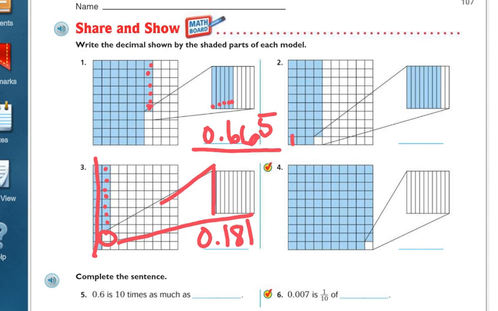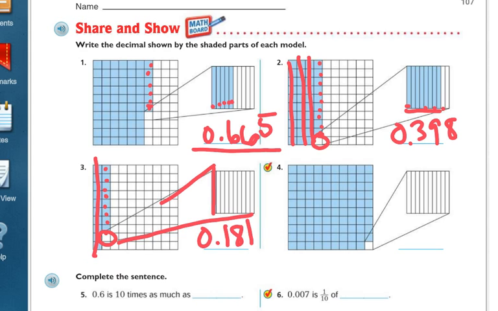So let's do this next one. I have 1, 2, 3, so it's going to be 3 tenths, so 0.3. And then I have 1, 2, 3, 4, 5, 6, 7, 8, 9 hundredths. And then I've got this one little square, okay, and it's all but 2 of those, so that's going to be 8, because if I were to count those, I'd have 8. So I have 398 thousandths.